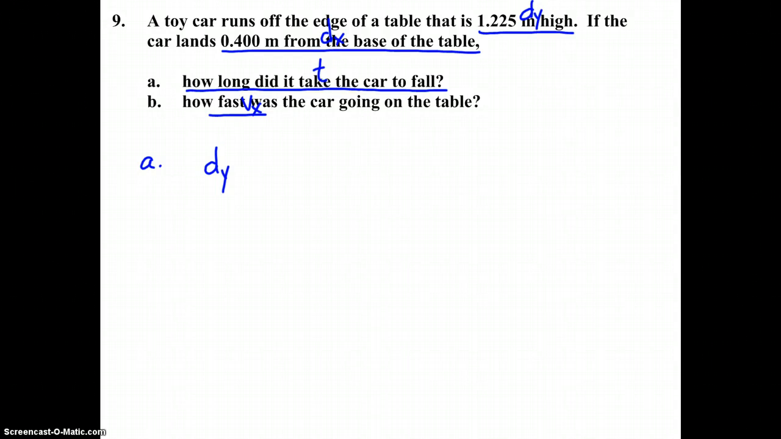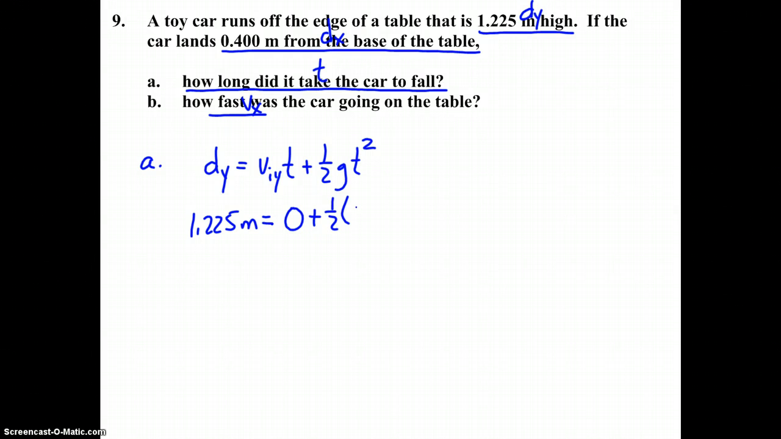So we start with the equation that defines our motion vertically. dy equals v_iy t plus 1/2 g t squared. As you become more experienced, what you'll learn with horizontal projectile motion questions is that you don't even have to include the v_iy term. You can just drop it off. But for now, we'll just keep it. We know that our dy value is 1.225 meters, our initial velocity y component, our vertical component, is 0, plus 1/2 9.81 meters per second squared, our acceleration due to gravity, times t squared.